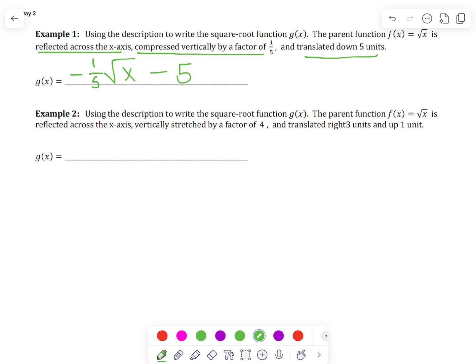Second example, we're going to reflect across the x-axis again, so a negative. We're going to have a vertical stretch by 4, so multiply by 4. Square root of x. We're going to move to the right 3, so that happens inside the radical. Think opposite, so right 3, so we're going to go minus 3. And then up 1, that happens outside the function, so plus 1.